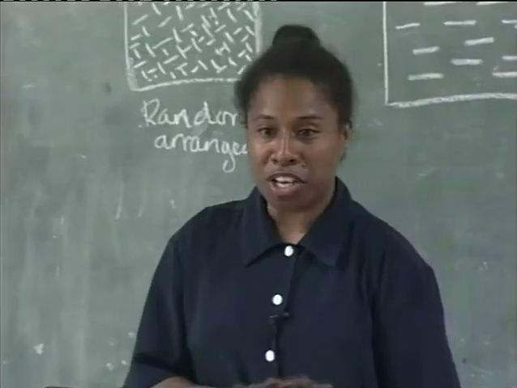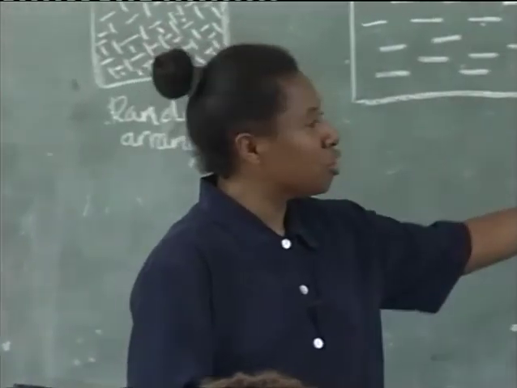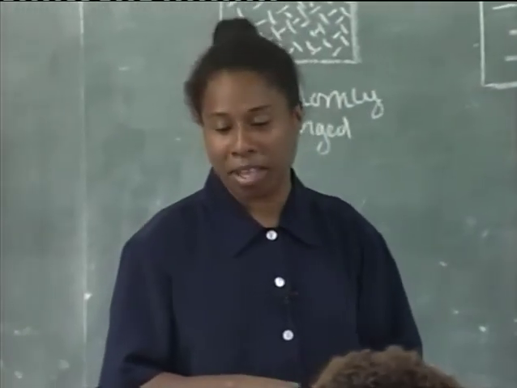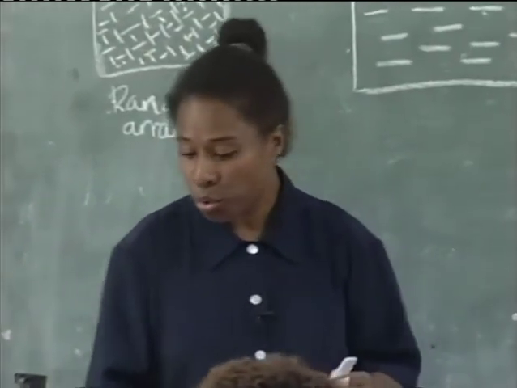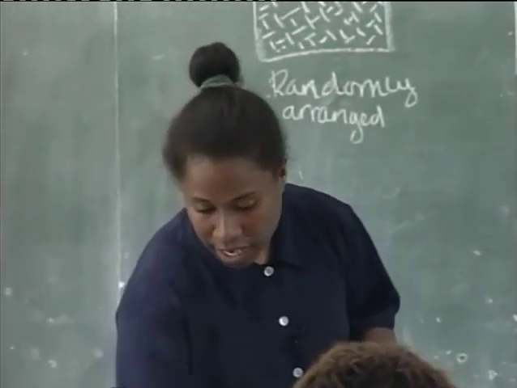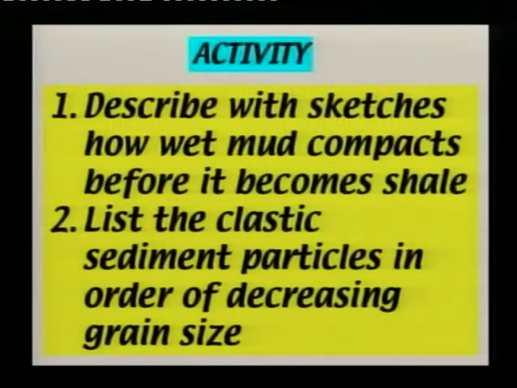Good. You check your diagrams. Your explanation should be similar to what our students have put up here. We move on. Question number 2. We're looking at the clastic sediment particles in order of decreasing size. Val is going to give us the answers for question number 2.